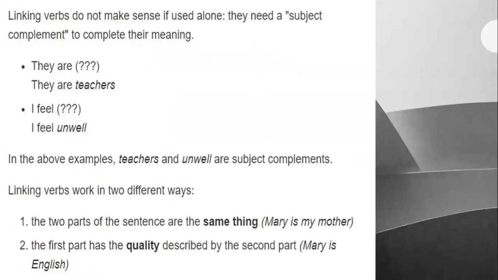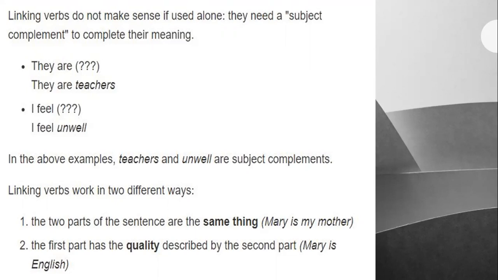Linking verbs do not make sense if used alone. They need a subject complement to complete their meaning. They are... question mark? Like, what are they then? What are you trying to reach for? What is your question? I will say this and be like, tell me more. Expand on that. They are teachers. I feel... and these are cliffhangers. Like, okay, what do you feel? You can't just say, I feel, and leave it at that, because we're all going to be like, well, what do you feel? So you can say, I feel unwell.